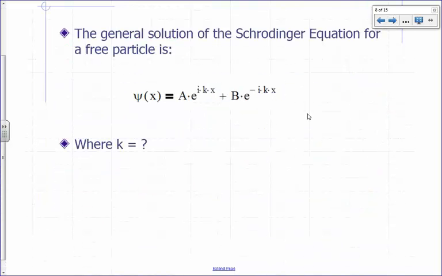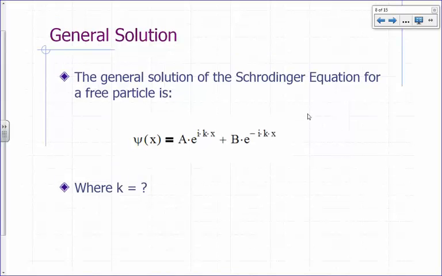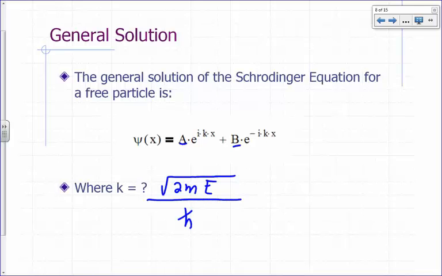Okay. So that's just a review. Psi is some constant A e to the ikx plus another constant B times e to the negative ikx. What did we say k was? Square root of 2mE over h bar. Okay?